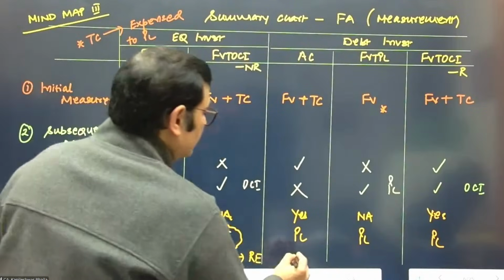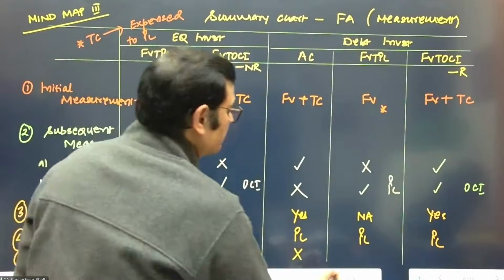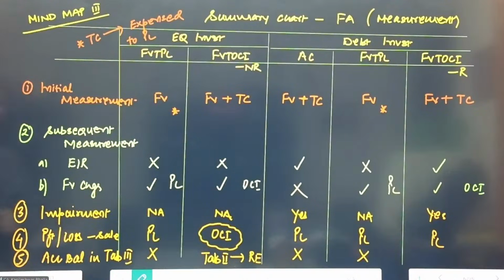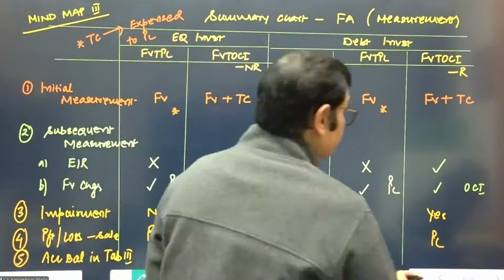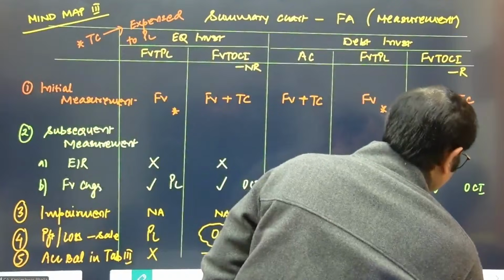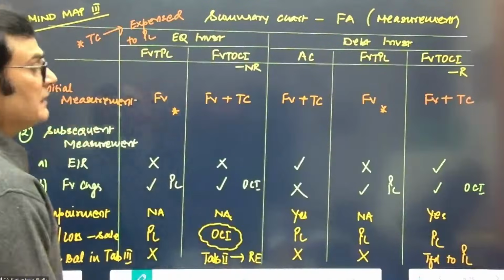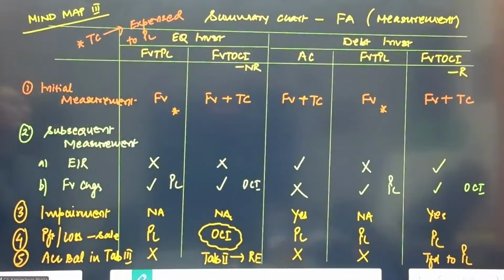In terms of AC, it is not applicable. In terms of P&L, it is not applicable. But in terms of OCIR, can I say it is transferred where? Transfer to P&L. That's right. It goes in the profit and loss. The accumulated balance is recycled in the profit and loss.